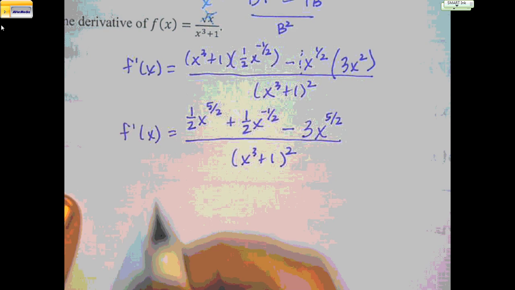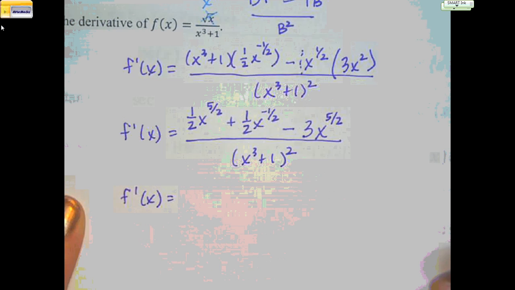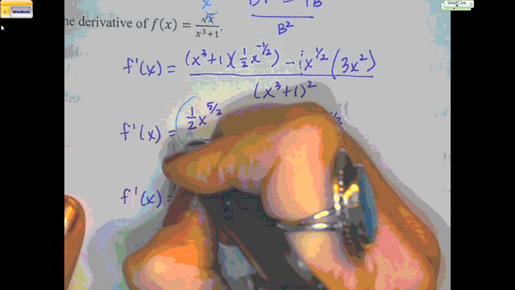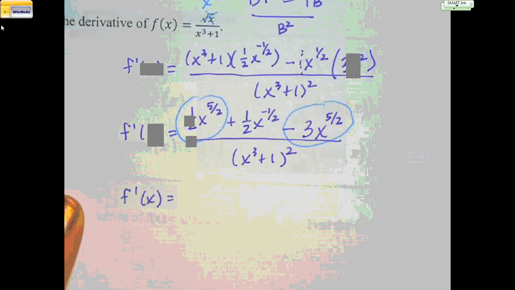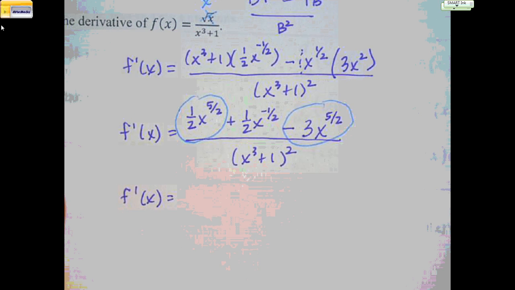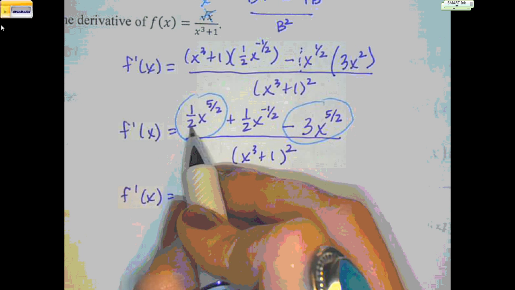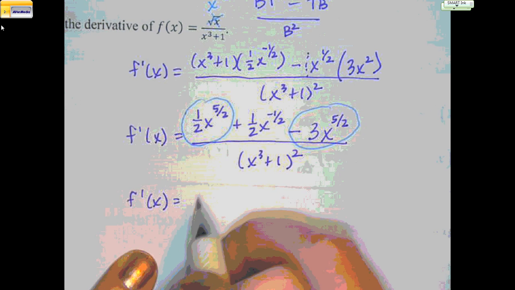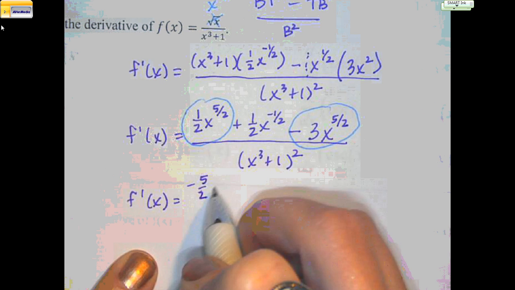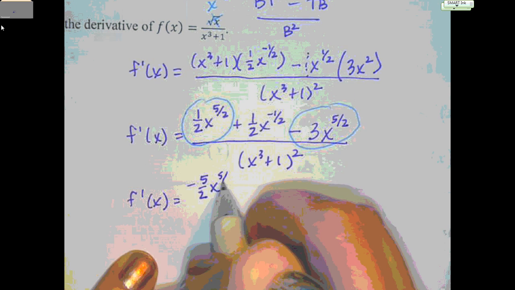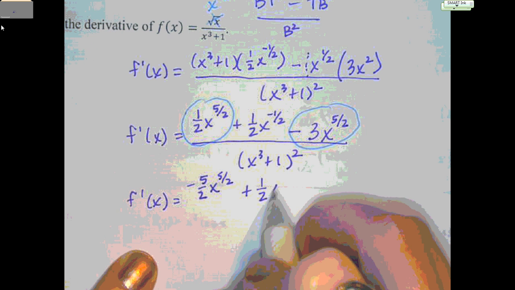Anybody see anything we can do next? Yeah. This little guy right here can be put together with this guy right here because the variable parts match. Those are like terms. So if we've got 1/2 of those guys and negative 3 of those guys, I really have negative 2.5 of those guys, right? So I have negative 5 halves of x to the 5 halves. Rewrite the rest of the problem.